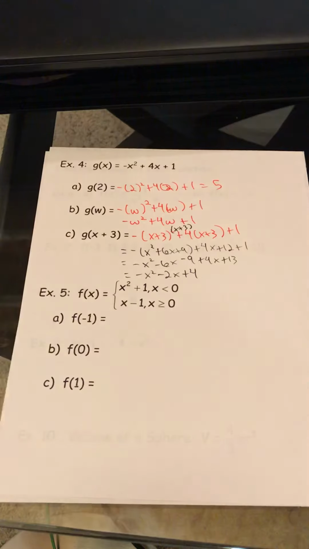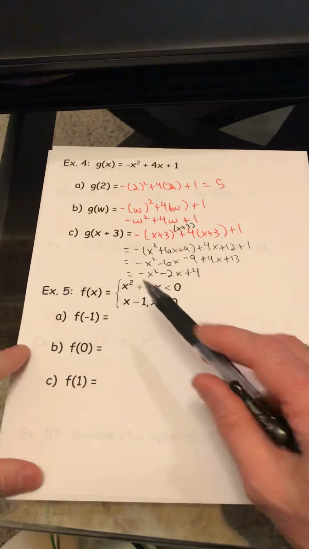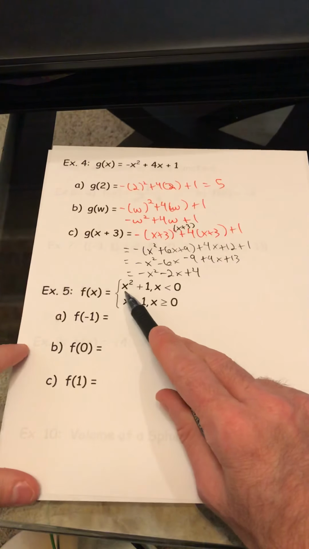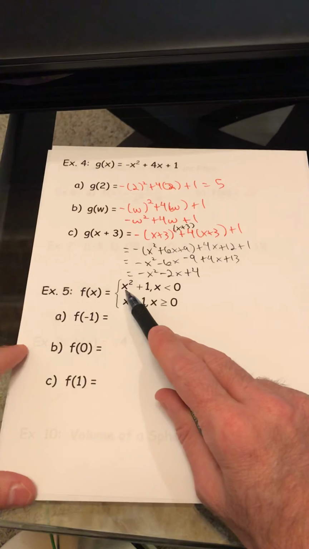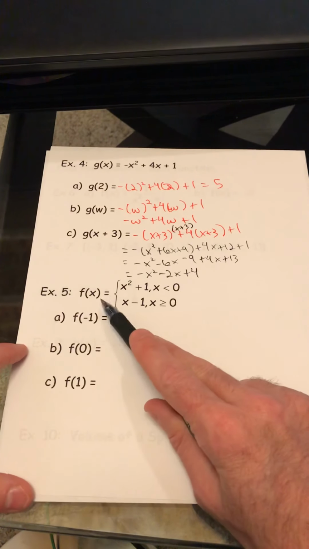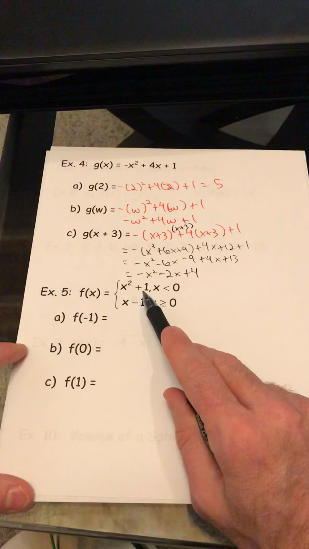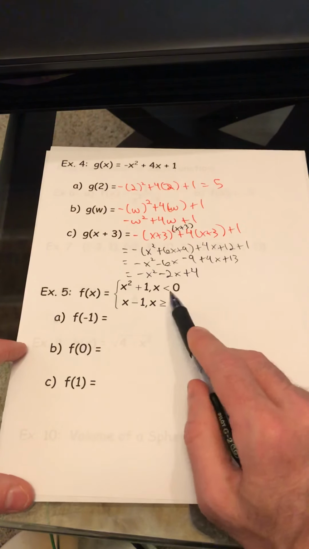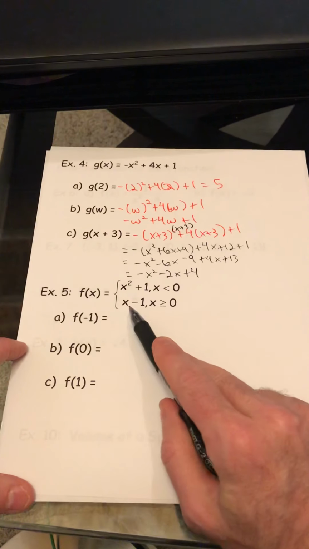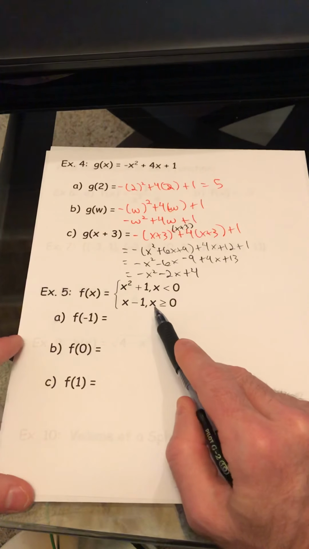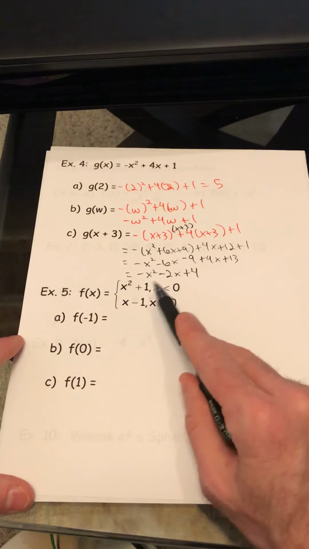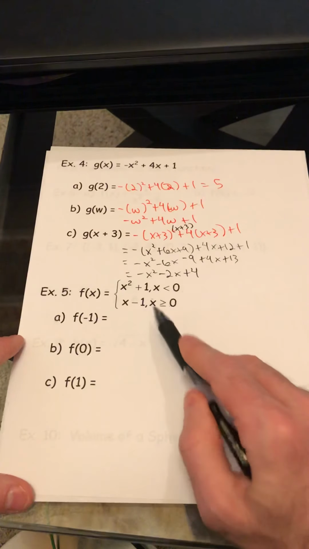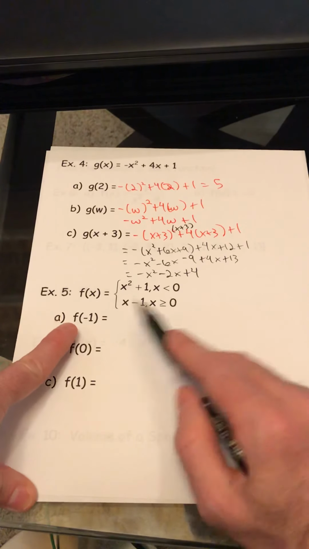All right, example 5 is a piecewise function. Again, I think in Algebra 2 you do look at these towards the beginning of the year. f of x equals x squared plus 1 when x is less than 0, or f of x equals x minus 1 when x is greater than or equal to 0. Basically, what these do is these are your domain restrictions.